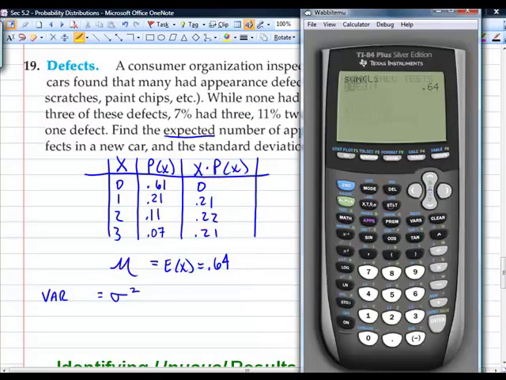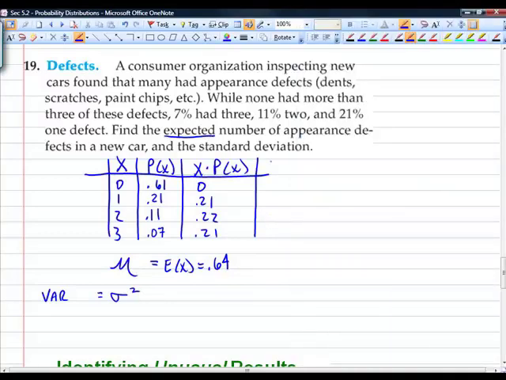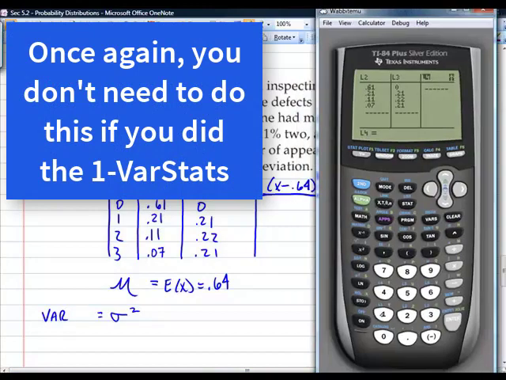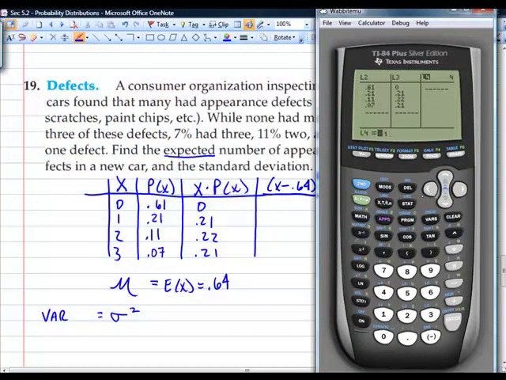So I go back into my stat program, and I'm going to edit, and I'm going to create a list 4. So I move my cursor up to list 4. Now list 4 is going to be X minus the mean, which is 0.64, squared, times P of X. So we go to list 1 was X. We use list 1. Oops, this needs to be in parentheses. List 1 minus the mean, which is 0.64, squared, times list 2, because list 2 is P of X.